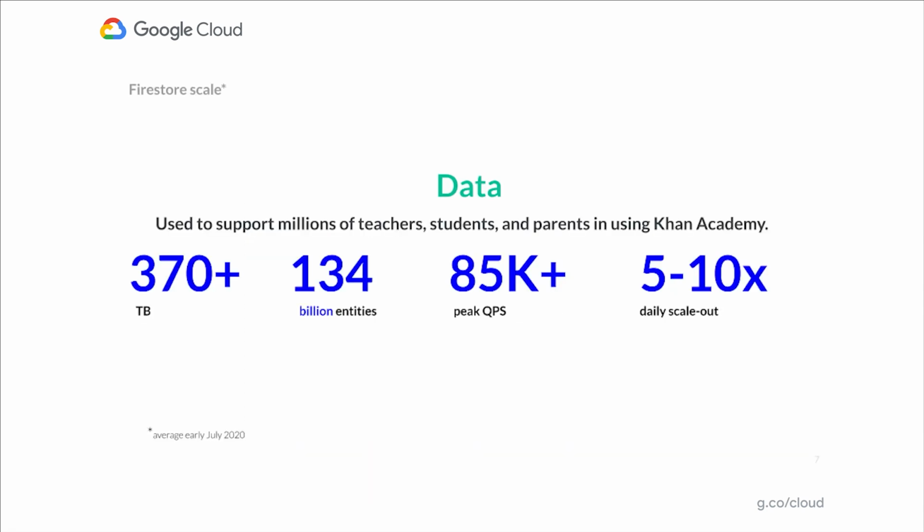Here's a look at our June numbers to give you a sense of the scale of our data and site traffic, even in a summer slow month. Note the 5 to 10x daily scale out of site traffic. The auto scaling of both App Engine and Firestore helps us to minimize costs since we pay only for what we use.